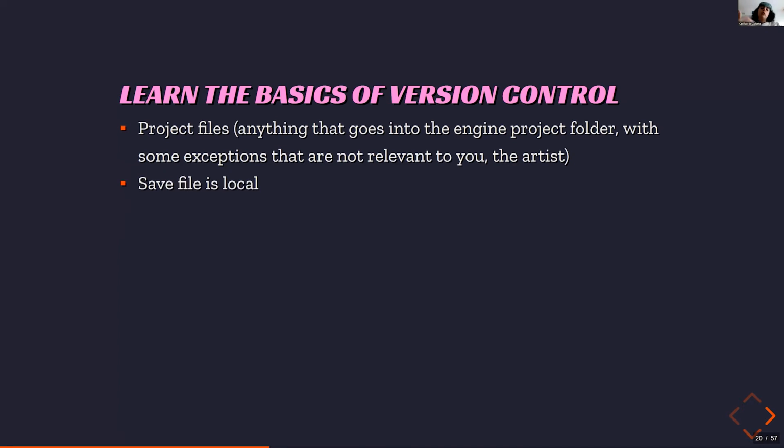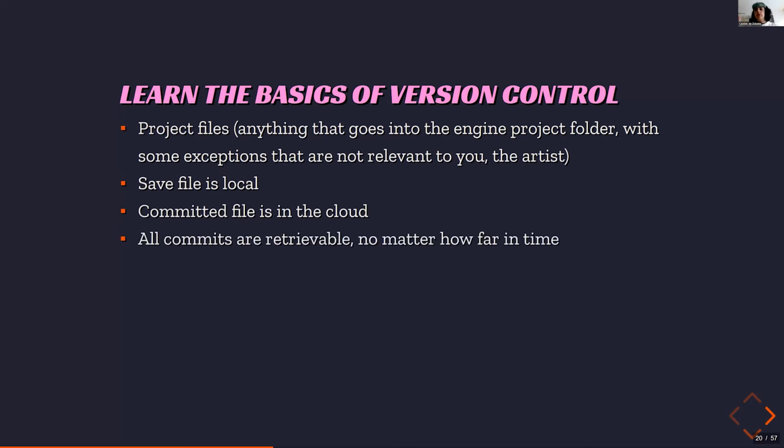Your version, whatever you're working on the computer, is local. It doesn't change any other version anywhere else until you commit the file and you push it in the cloud, in the version control cloud. All commits are retrievable no matter how far in time. You can fork, you can do all of that kind of stuff.